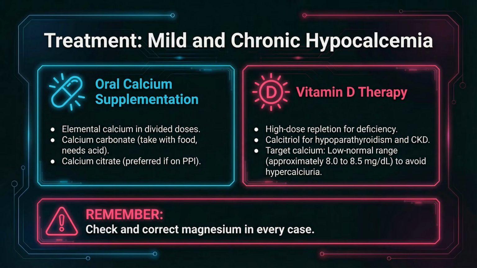For vitamin D therapy, use high-dose repletion for deficiency and calcitriol for hypoparathyroidism and chronic kidney disease. We use calcitriol, the active form, because without parathyroid hormone, the kidney cannot convert standard vitamin D into its active metabolite. The activation step is missing, so we bypass it entirely. Your target calcium is the low normal range, approximately 8.0 to 8.5 milligrams per deciliter, to avoid hypercalciuria. And remember, always check and correct magnesium in every case.